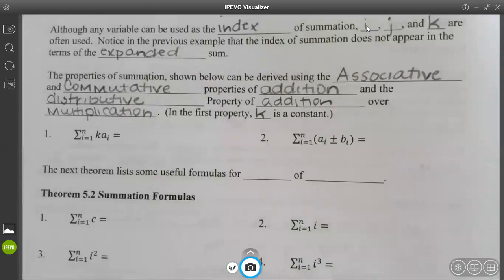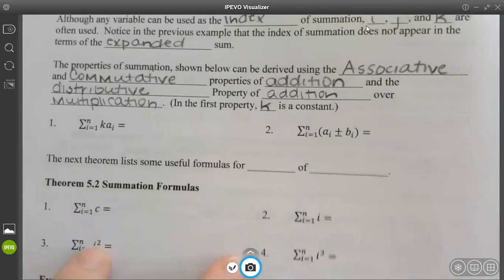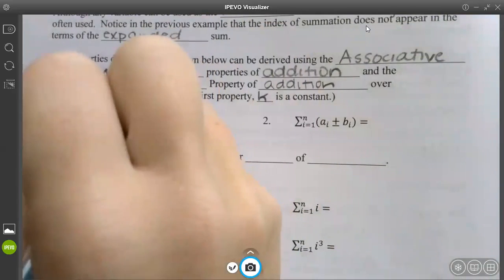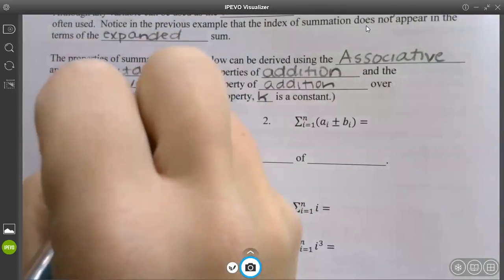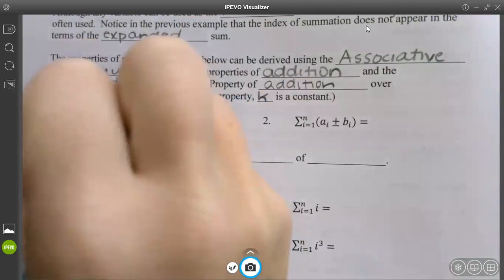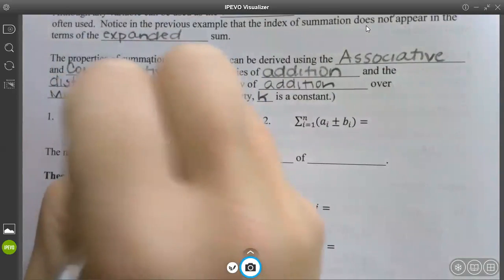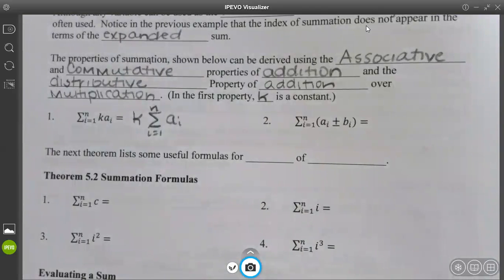So while I was going through this, I wrote these down and just put them off to the side, but you really have to use them throughout these notes. So these are going to be very important, especially these four. On this first one, it's just like anything else. We can take that constant out and just do the summation of AI.